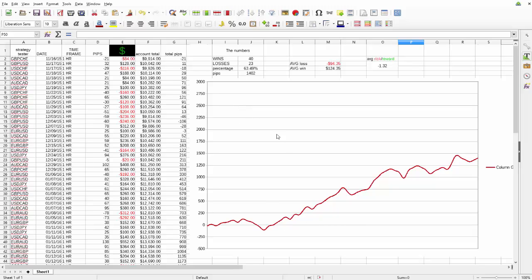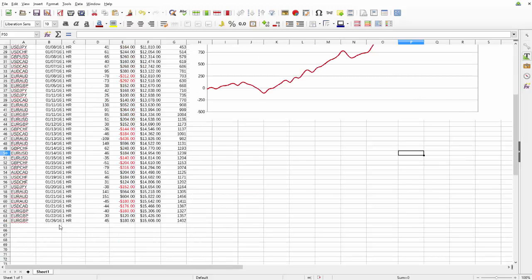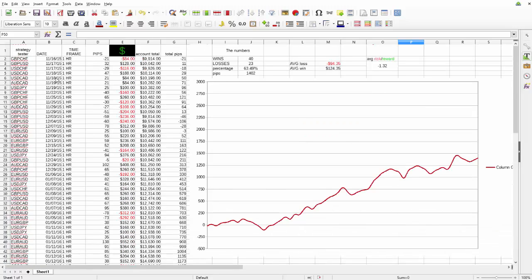As you can see here on this spreadsheet, we have been trading now since 11/16, which was the beginning of my channel, and today's date is 1/31, a little over 3 months that we've been trading, and over that course of time, we have won 40 trades, lost 23 trades, giving us a win percentage of 63%. We've been able to accumulate 1,402 pips. Our average loss is $94. Our average win is $124. And our average risk to reward is 1.32. Meaning every time we lose a pip, we normally win 1.3 pips.